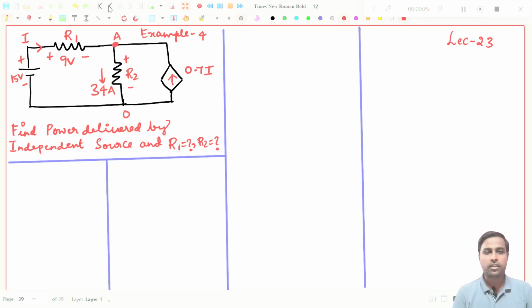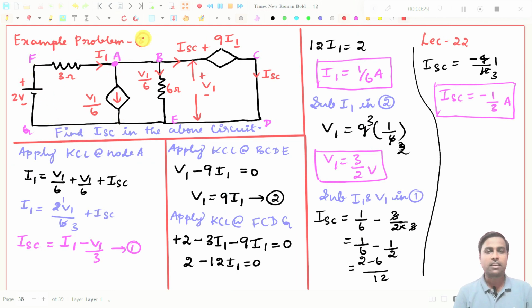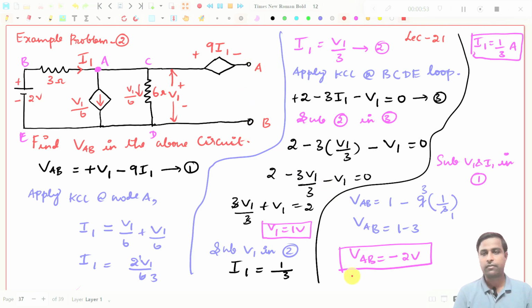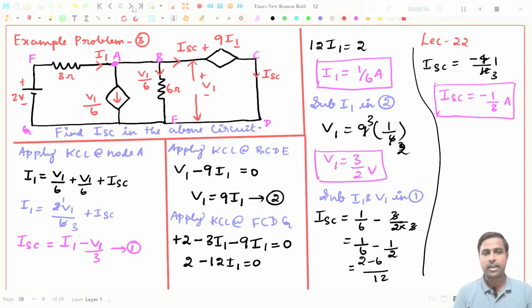Anyhow, what are all the topics we have seen in the last class? We took an example problem with dependent sources, and we found the short circuit current. That means these two ends were short circuited, compared to the previous problem, where we open circuited these two ends and tried to find VAB. In this problem we found ISC using KCL, KVL and dependent sources background.